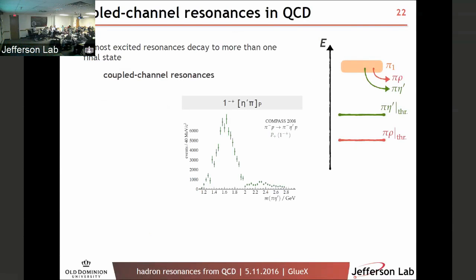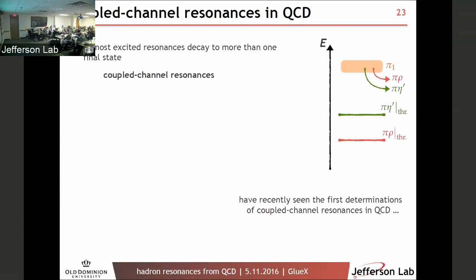Because it appears in multiple channels, it can't just be described by a phase shift. There has to be a T matrix, an S matrix, a matrix of scattering amplitudes. So the question is, how do you deal with those in your lattice world, in your finite volume world, I should say? This has only very recently started to be studied.